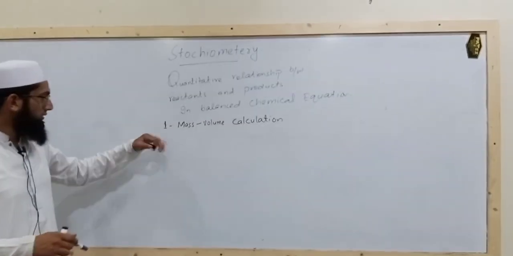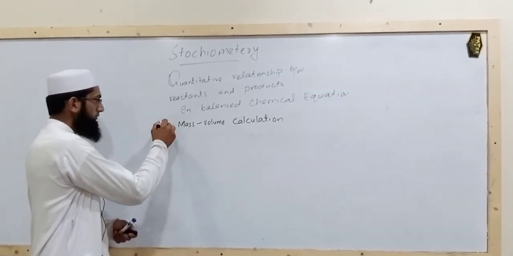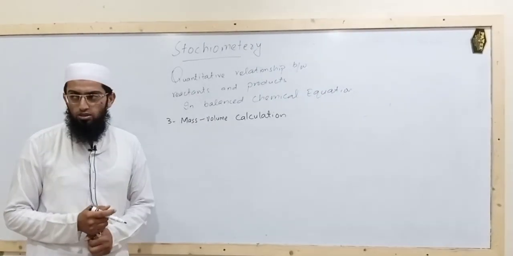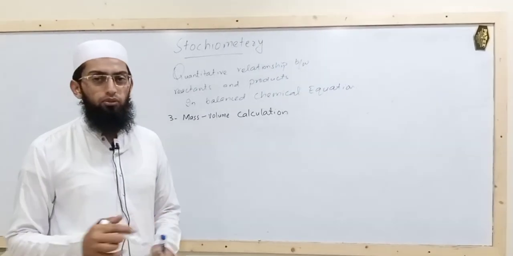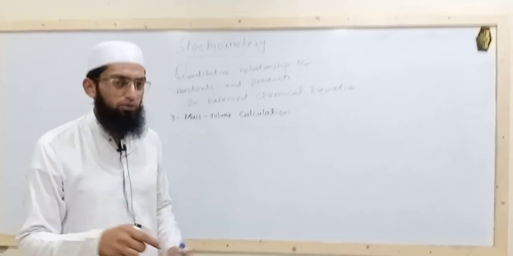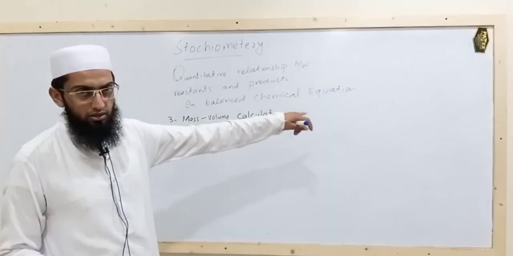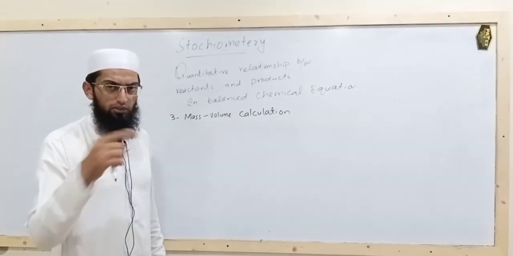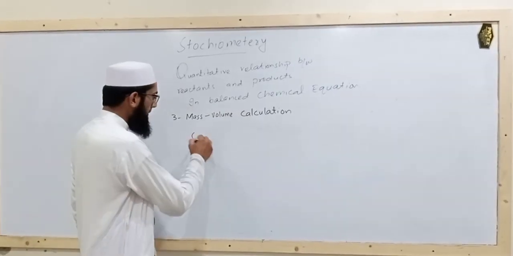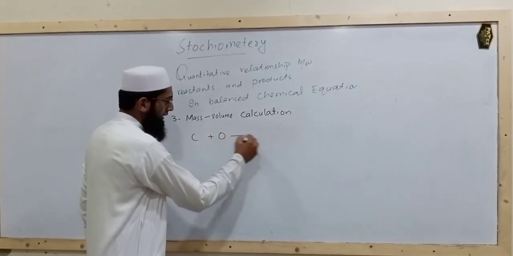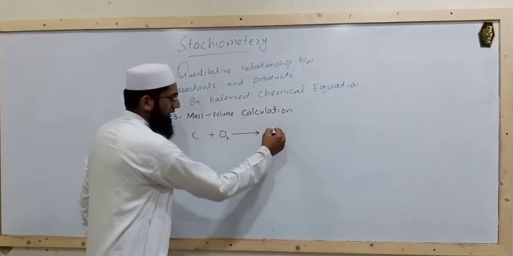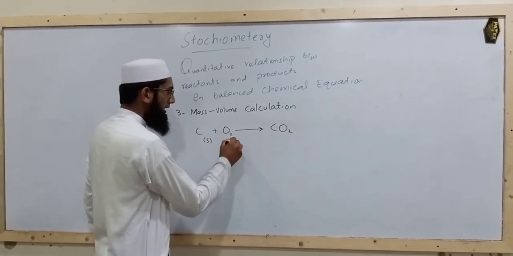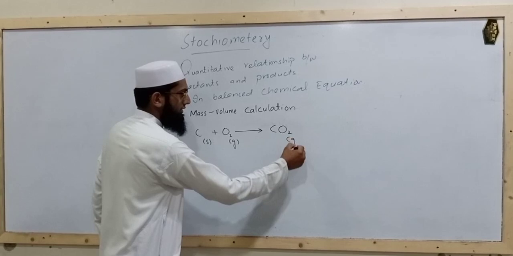Okay, so next one is, sorry, this is the third one. We are going to find mass to volume calculation. Mass to volume calculation means if we are given the mass of the reactant, then we can find the volume of the product. Suppose I am going to write a different equation which I never wrote in the first two: carbon plus oxygen, and we get carbon dioxide. This is the solid, this is gas, and the carbon dioxide is also gas.